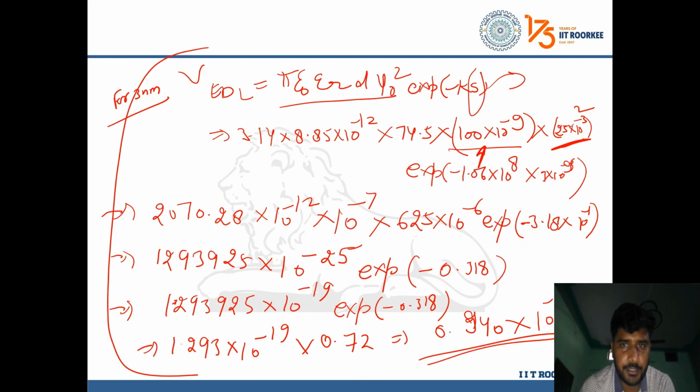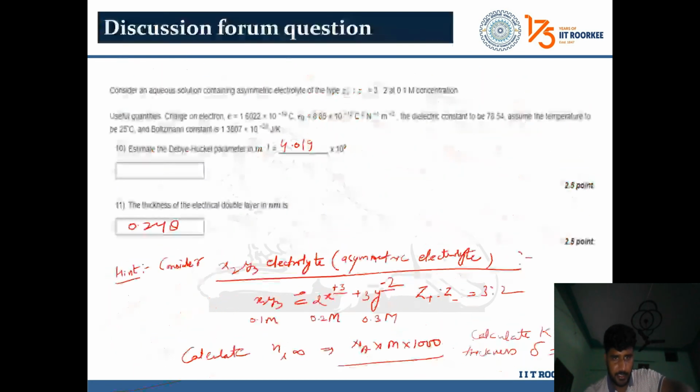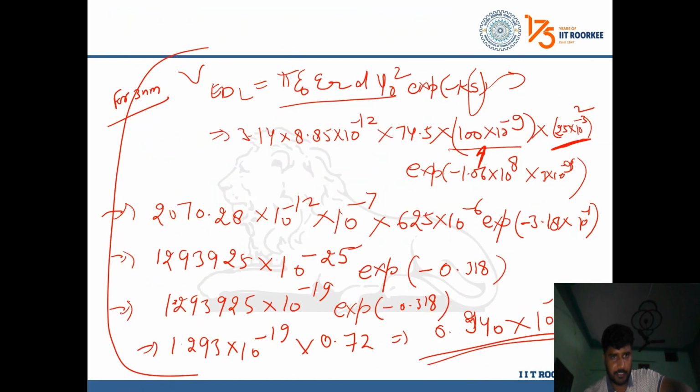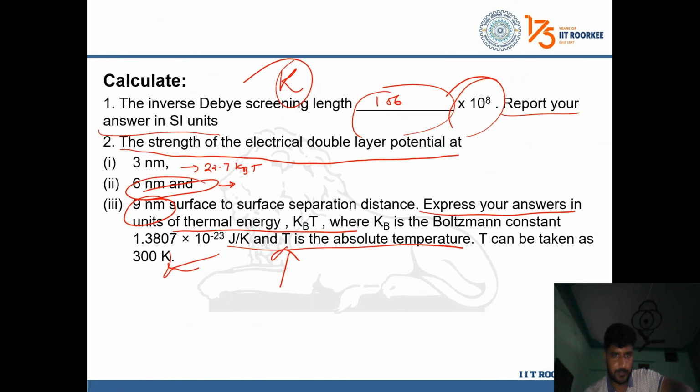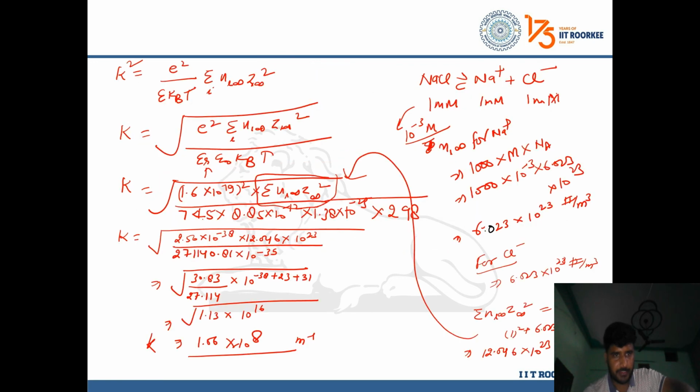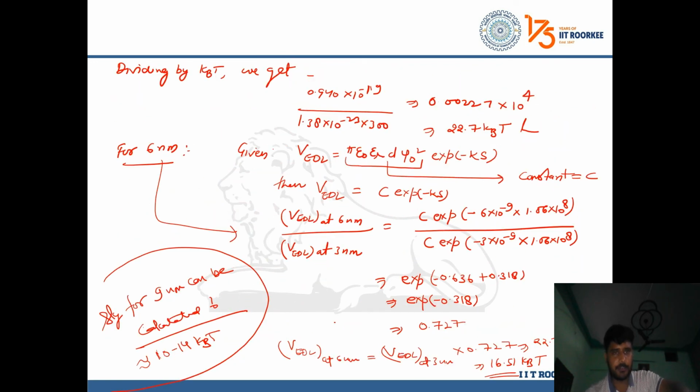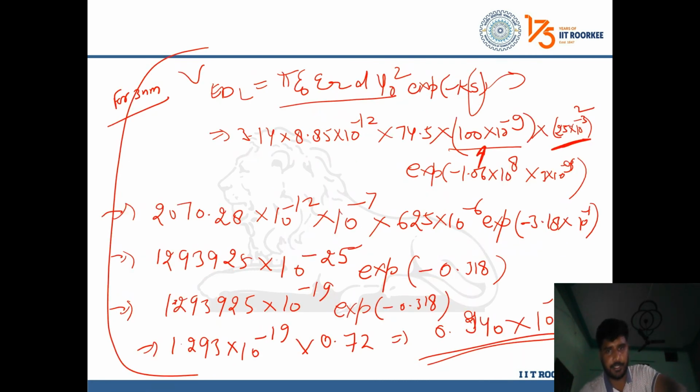Diameter is already given here, and you can simply calculate for 3 nanometer, for 6 nanometer, and for 9 nanometer. For 9 nanometer, you can easily calculate, or you can use this alternative formula. You have to simply take the ratio of V electrical double layer overlap at 6 and 3, and you calculate one of those, because you already have the value at 3 nanometer.